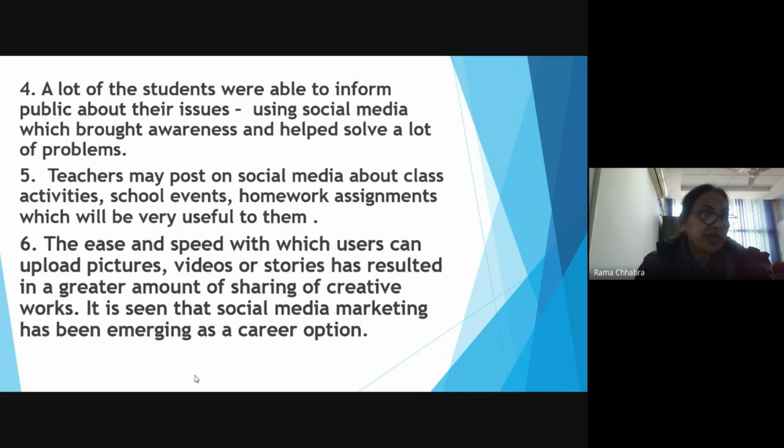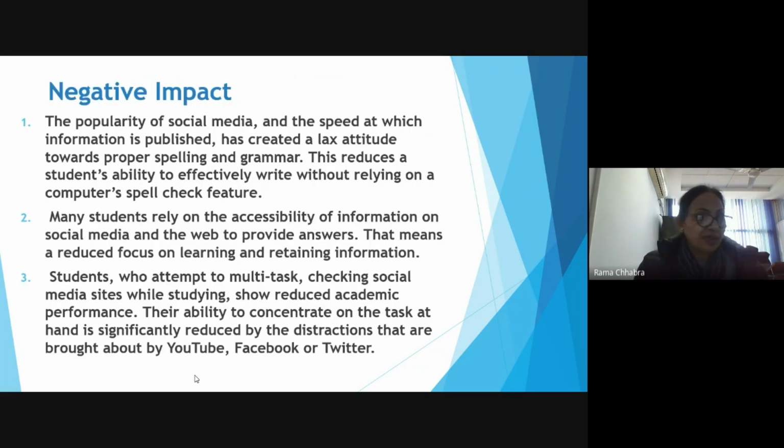So these are some of the positive impacts of using social media in our education. But some of the negative impacts: the popularity of social media and the speed at which the information is published has created a lax attitude towards proper spelling and grammar. This reduces a student's ability to effectively write without relying on a computer's spell check feature.